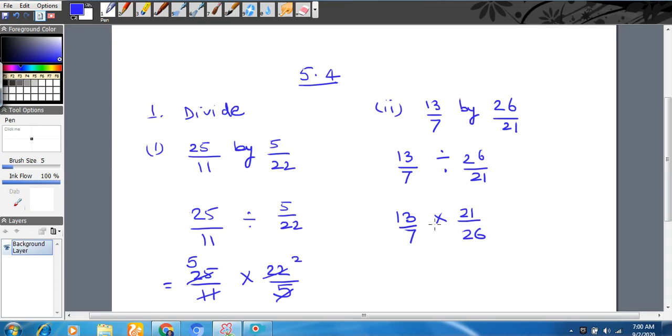Now try to divide these numbers. So it is 7 threes are 21 and 13 twos are 26. The answer is 3 upon 2. It is the second part. Note it down.